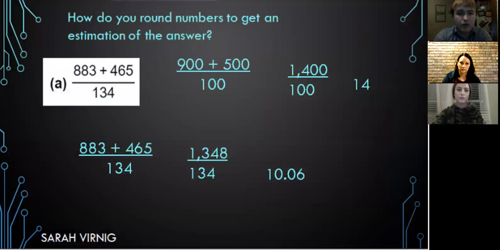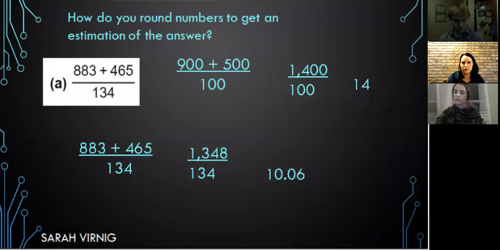How do you round numbers to get an estimation of the answer? Okay, so many people mess up when rounding because they forget that if it's 5 or above, you round up, and if it's under 5, like 4 and below, you round down. A lot of people think that because it's a 5, some people round down, but always remember to round up.